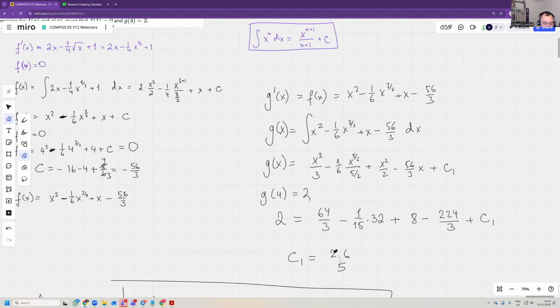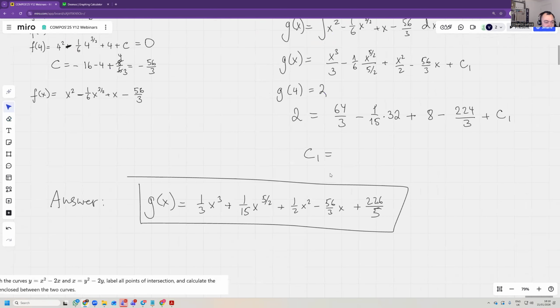So C1 is going to be different. So that's a minus. And C1 is going to be slightly different. So 2 minus 64 thirds plus 32. So 742 fifteenths. So 742 fifteenths. Okay, thank you for that, Luke.